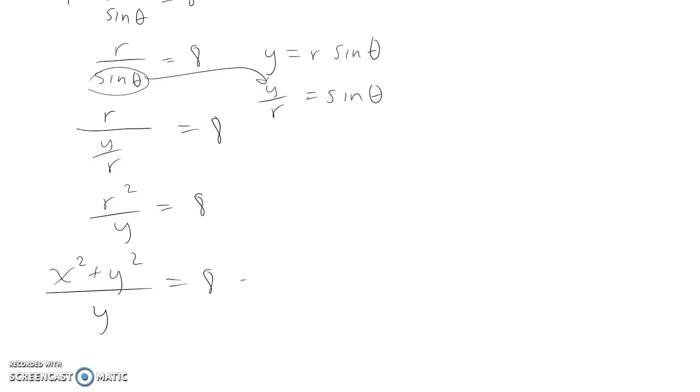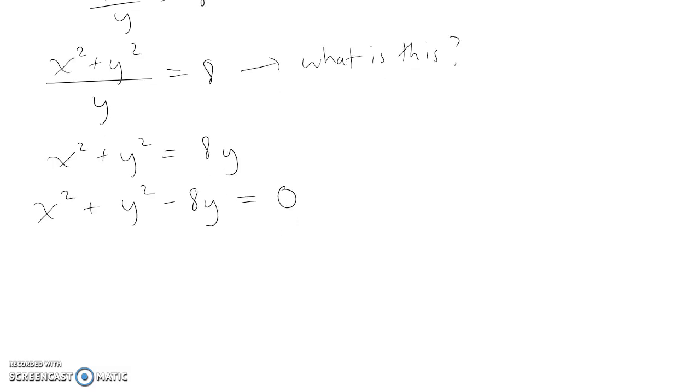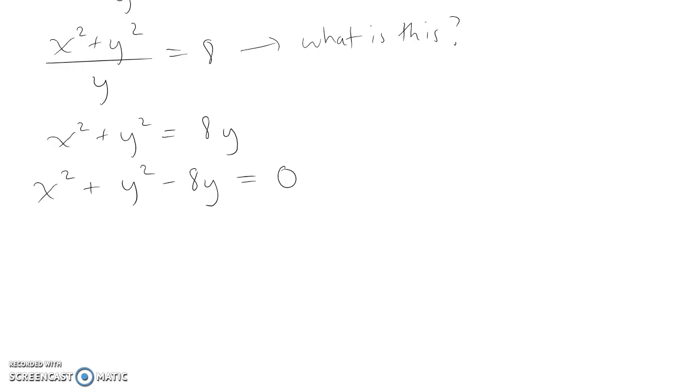But what does this look like? If I were to graph it, what would it be? All right, well, let's multiply both sides by y. We get x squared plus y squared equals 8y. And then I say, oh, look at this. This is a circle. How do I know that? Well, it's got x squared and y squared in it. And I also have this minus 8y, right? Do you remember completing the square of a circle?